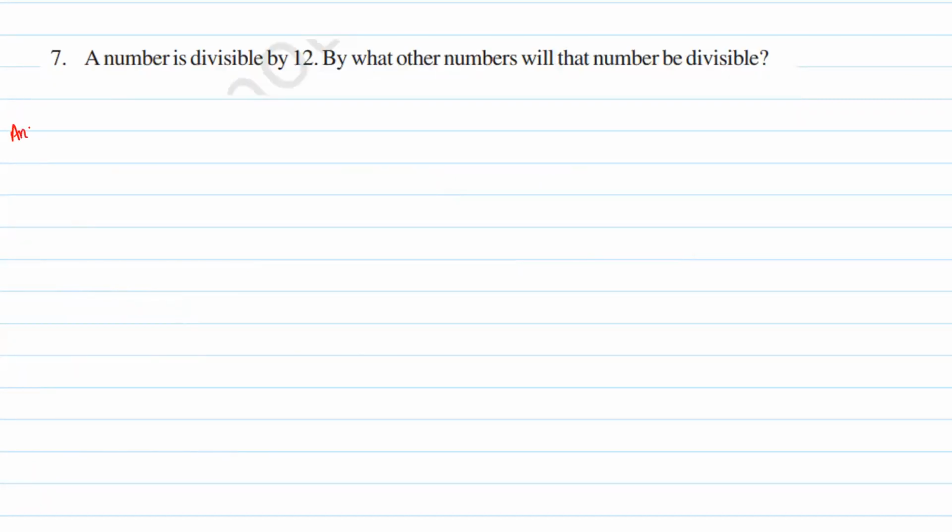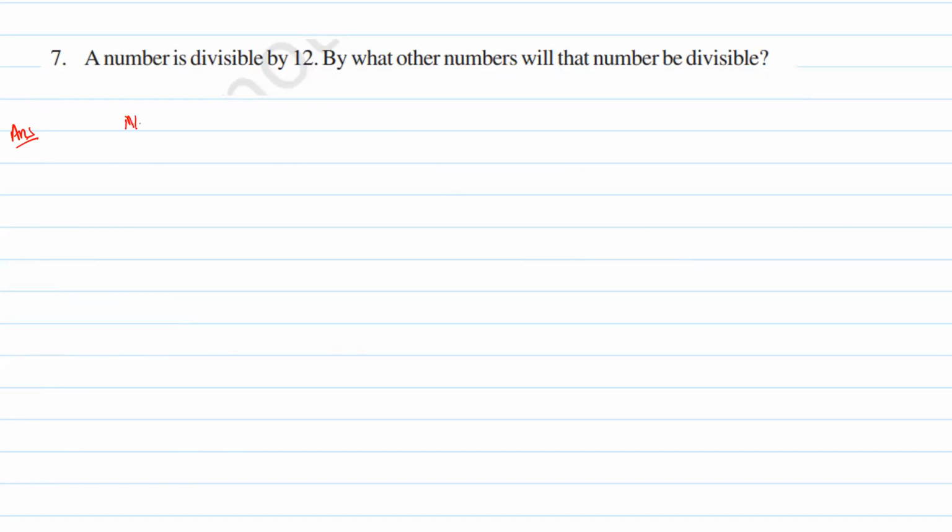Coming to the seventh question, it is saying a number is divisible by 12. By what other numbers will that number be divisible? Let's take an example, 24. If 24 is divisible by 12, you have to tell all the other factors of 12. That means you have to tell the factors of 12 itself.